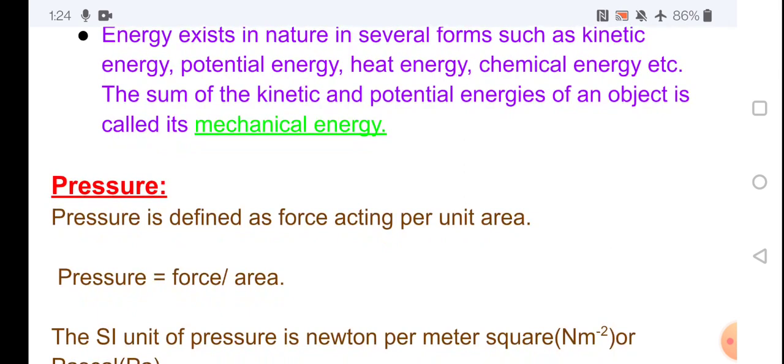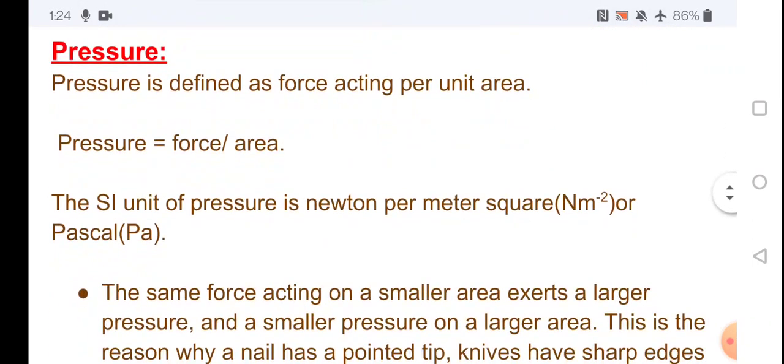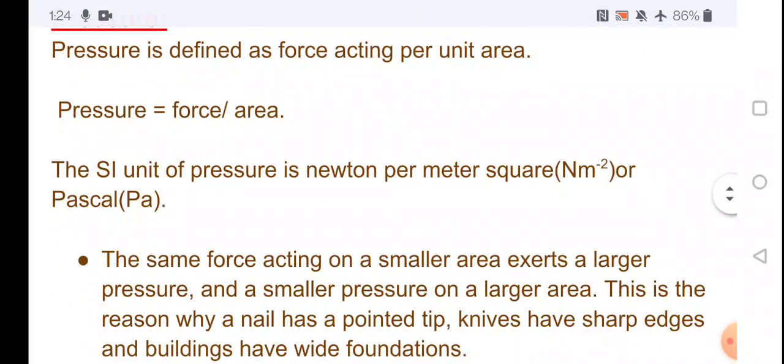Pressure is defined as the force acting per unit area. Pressure is equal to force divided by area. The SI unit of pressure is Newton per meter square. Unit of force is Newton, area is meter square. So the SI unit of pressure is Newton per meter square, or Pascal.